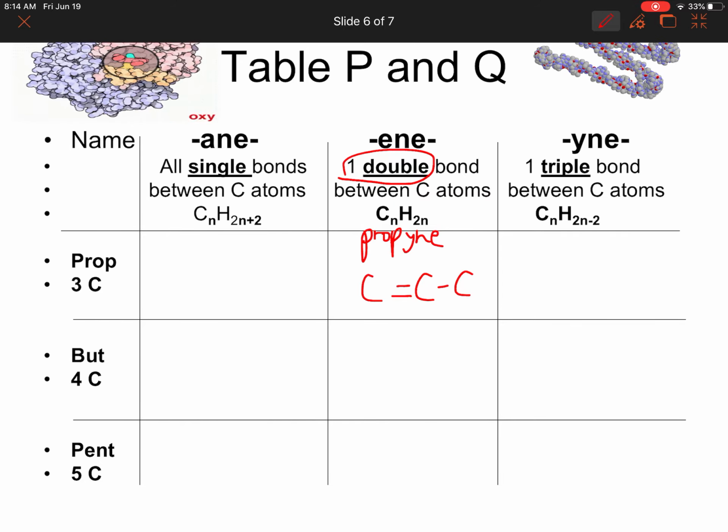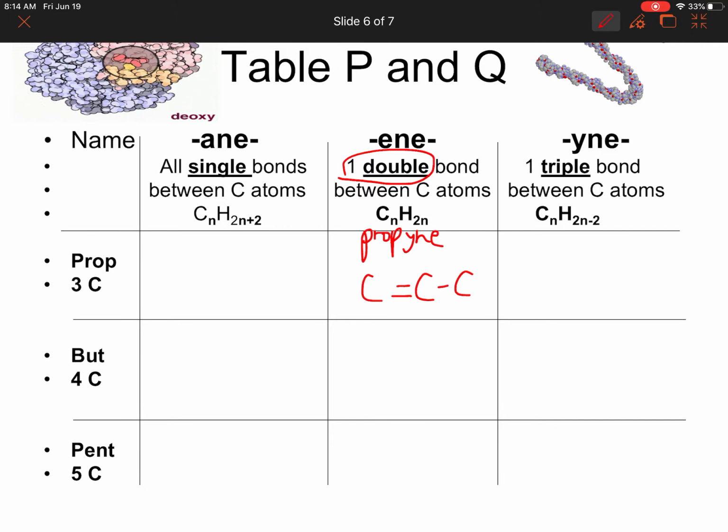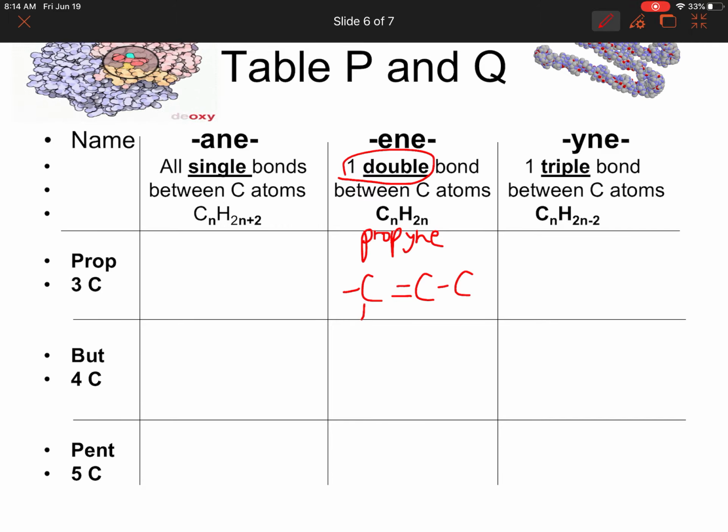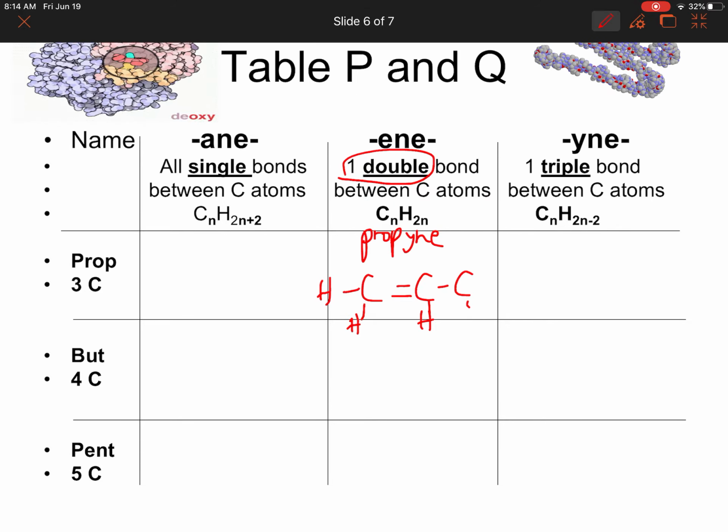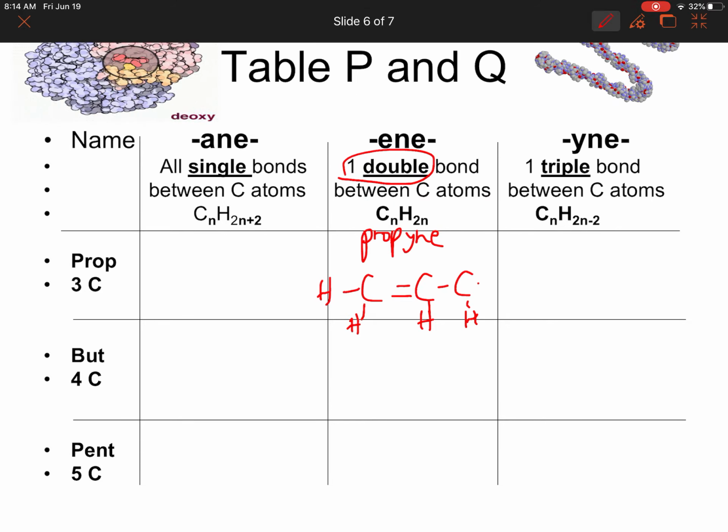So the carbon on the left has 2 bonds already attached to it. So I'll add 2 more. 1, 2. So that's 3, 4. The middle carbon has 2 on the left and 1 on the right. So 3. I can put a top and bottom. I'll just put a bottom. And the right side carbon has 1 bond attached to it, so I need 3 more hydrogen to make 4. 2, 3, 4.